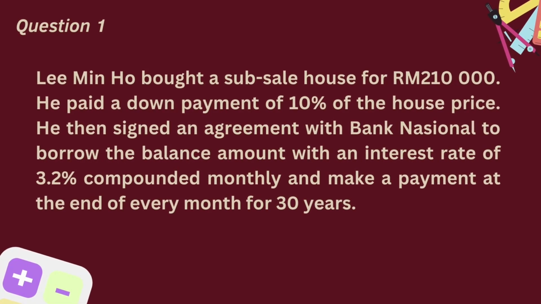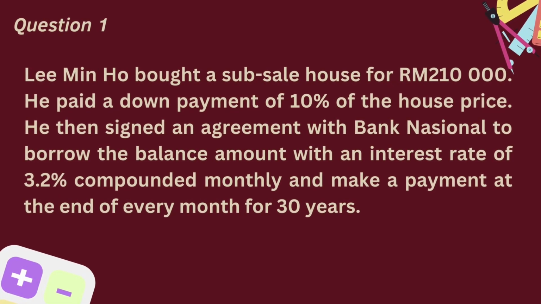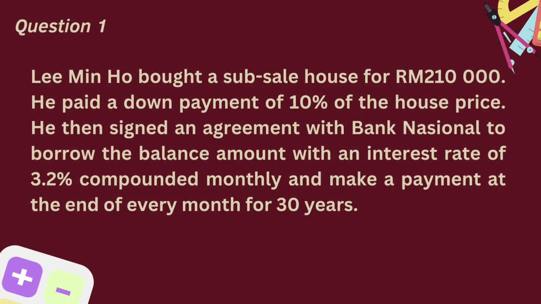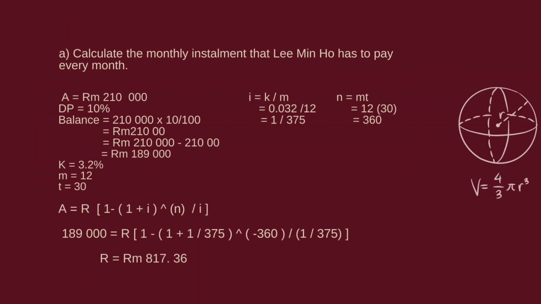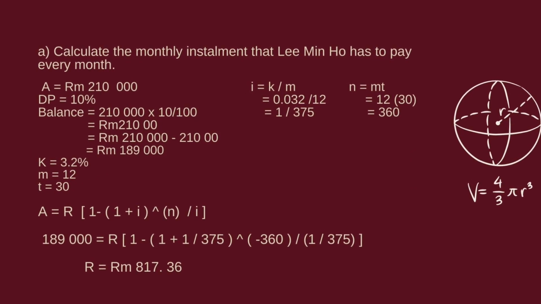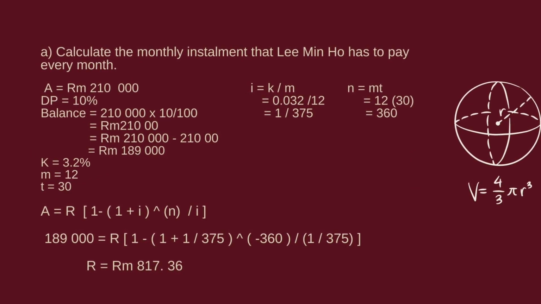Question 1. Lee Min-ho bought a sub-sale house for 210,000 ringgit Malaysia. He paid a down payment of 10% of the house price. He then signed an agreement with Bank Nasional to borrow the balance amount with an interest rate of 3.2% compounded monthly and make a payment at the end of every month for 30 years. Question A. Calculate the monthly installment that Lee Min-ho has to pay every month.